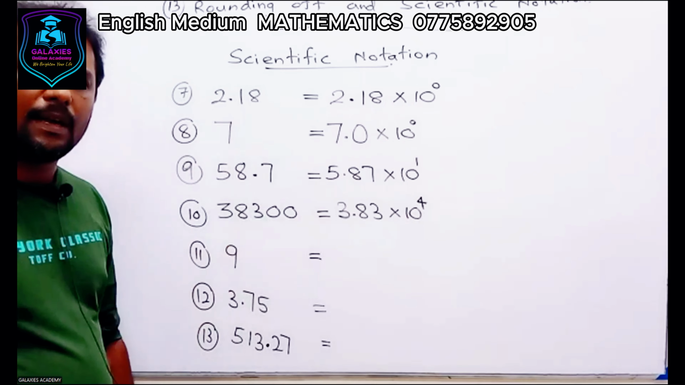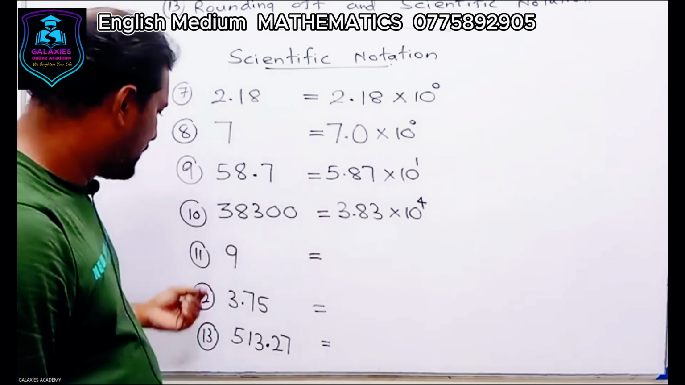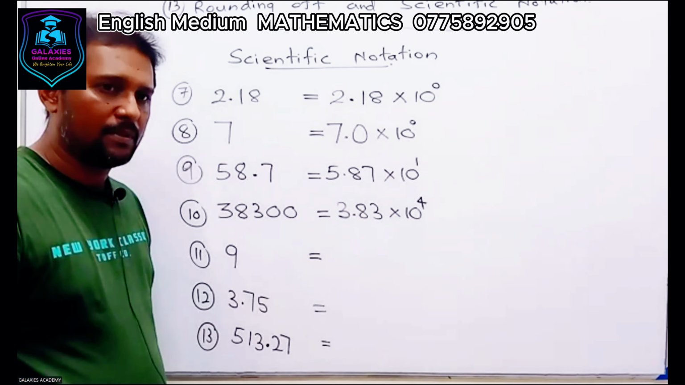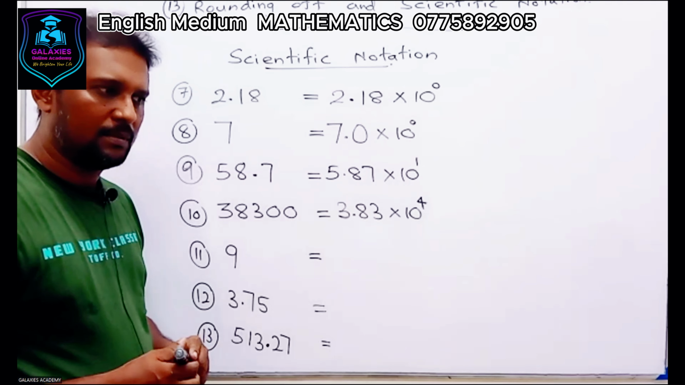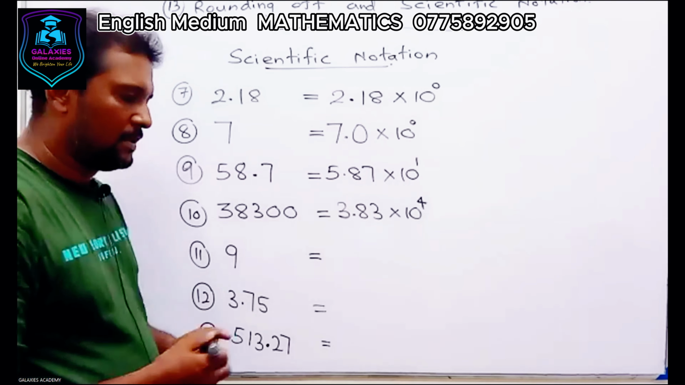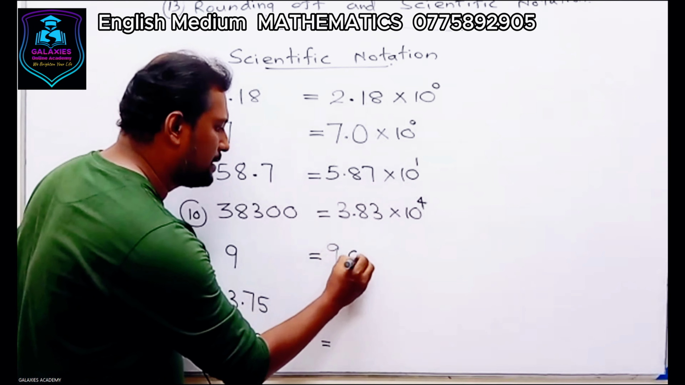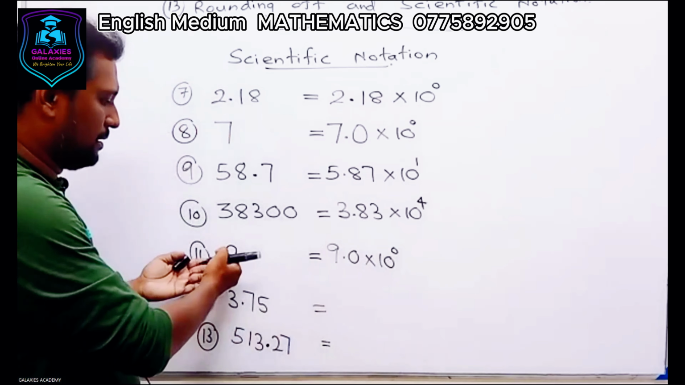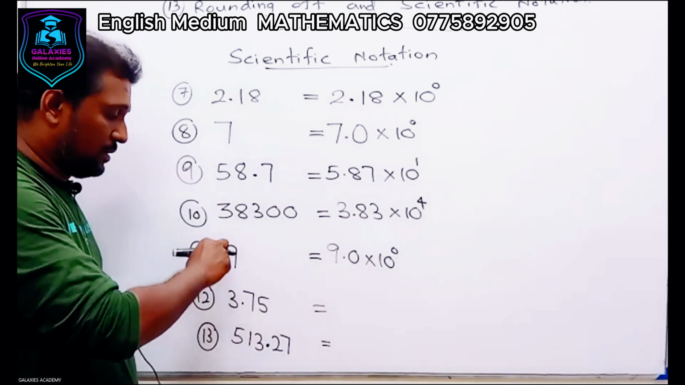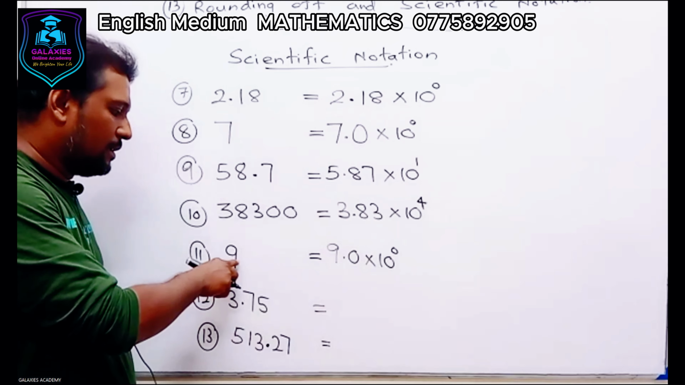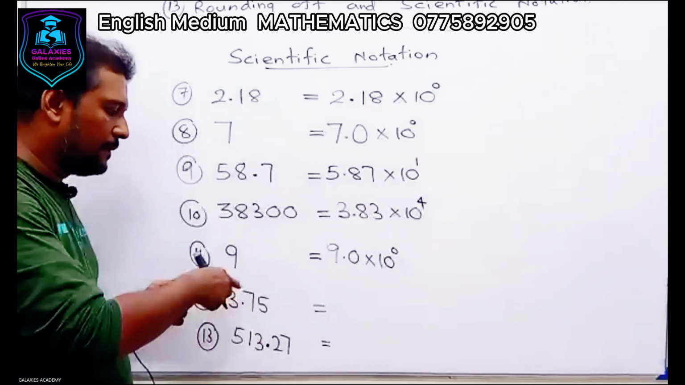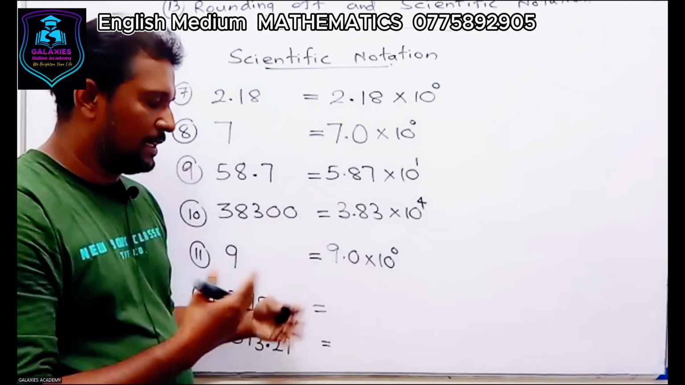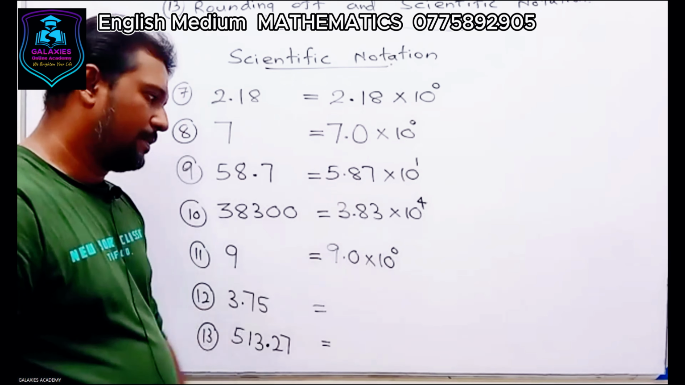Right. Next one, 9. Nidushi, can you tell me the scientific notation of 9? 9.0 multiply 10 to the power 0. Yes. Right. 9 is the whole number. A decimal point also exists at the end of 9, right, after 9. So no need to change the decimal point, right? There are no places to move. So 10 to the power 0.